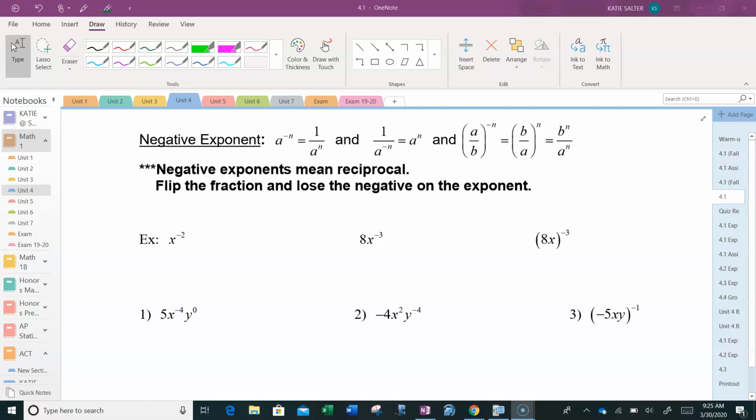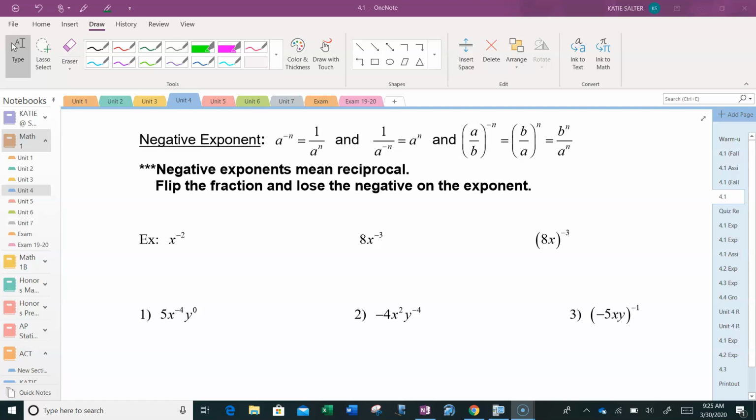Alright, so negative exponents. If you have some base, we'll call it base a, raised to the negative n, it really means 1/a to the positive n. Or if you have 1/a to the negative n, it really just means a to the positive n. Ultimately, negative exponents just mean the reciprocal of it.